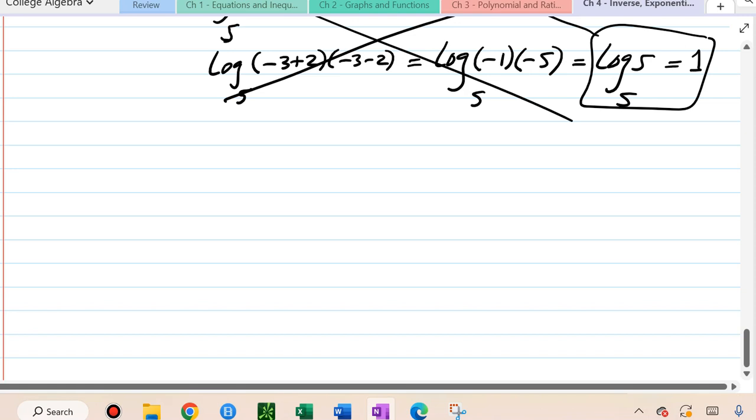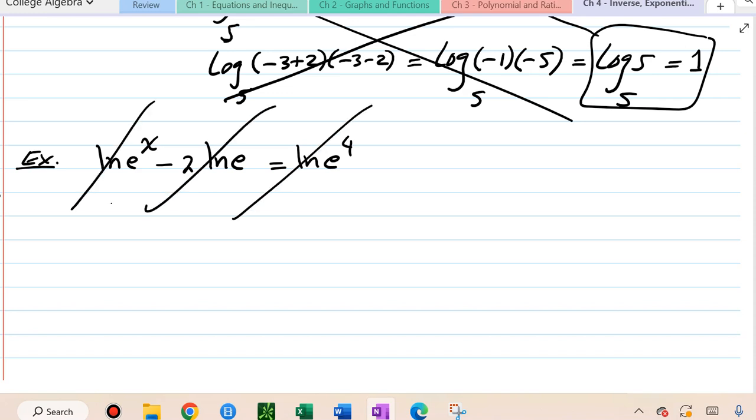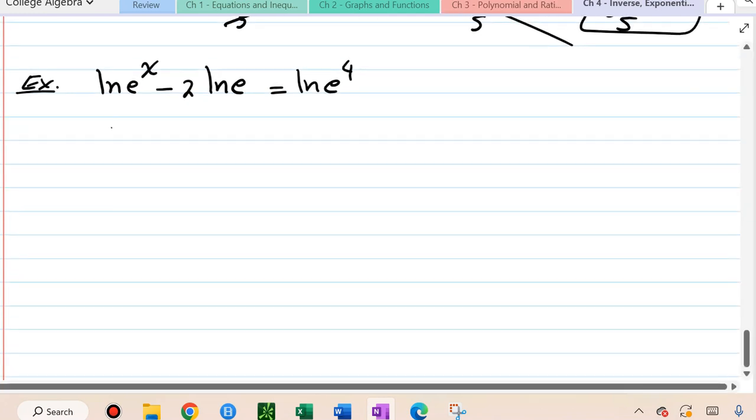All right, how about we do one last one? And that'll be the end of this video. Natural log of e to the x, minus 2 natural log of e, equals ln of e to the 4th. So again, I have logs on both sides, right? It would be incorrect if I drop the logs and say e to the x minus 2. We cannot drop the logs unless there's a single log on the left and a single log on the right, which we are about to create.